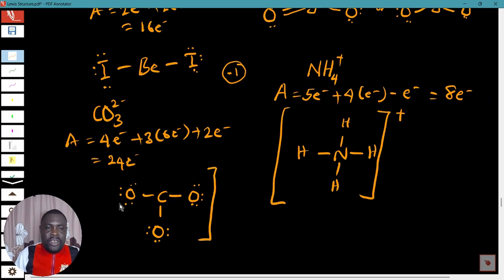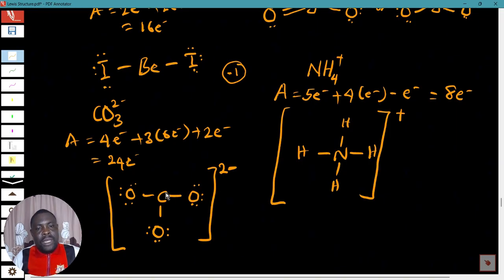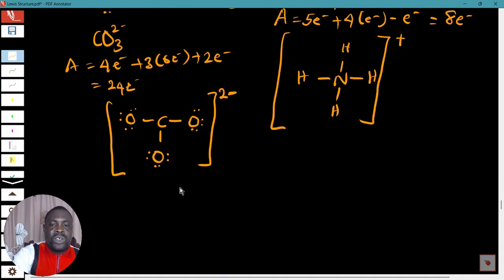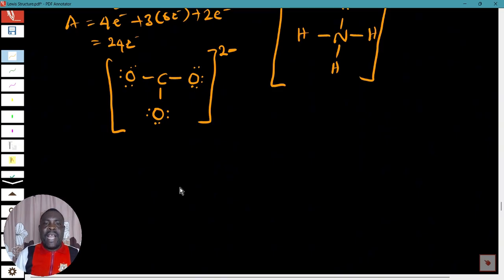Because it is an ion, we will put the entire structure in a square bracket. So we have spent 1, 2, 3. We have spent what? 24 electrons. Now, if you take note, the carbon, which is the central element, has how many electrons? 2, 2, 2, making what? 6. Fortunately for us, each of the oxygen can donate what? A double bond.